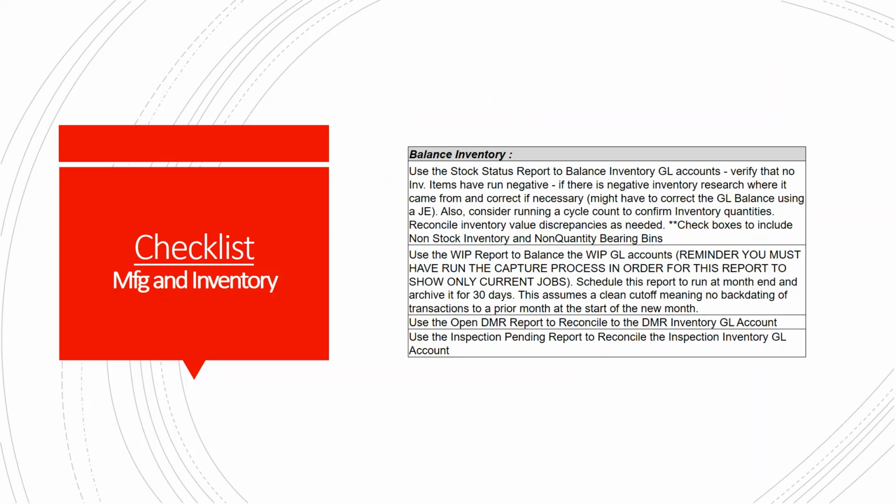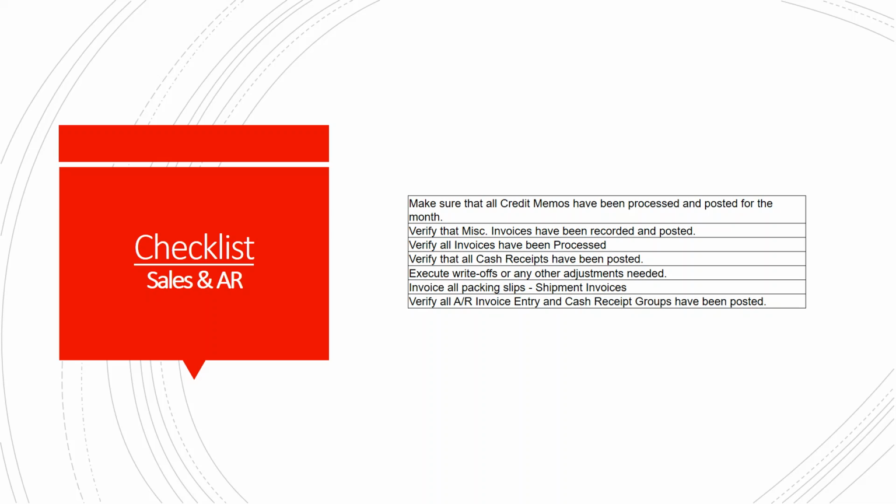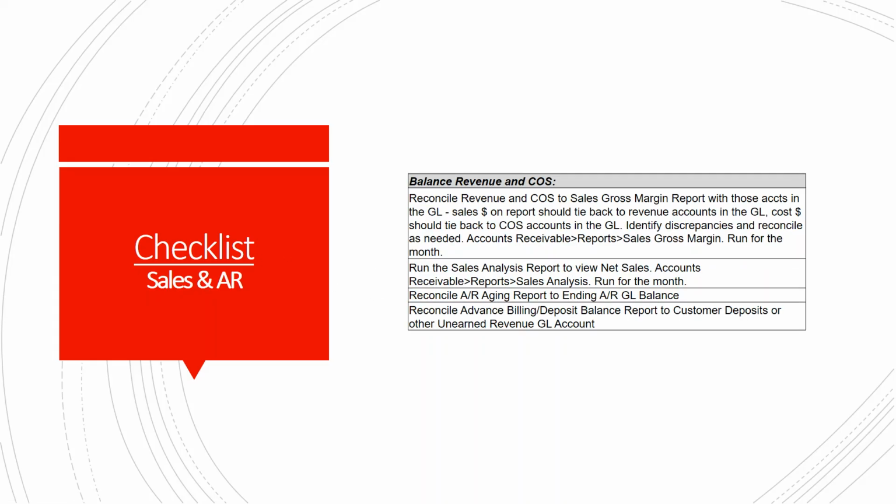So if we go back to our checklist, we also have some sales and accounts receivable specific tasks to perform. We need to make sure all credit memos have been posted, miscellaneous invoices, and that there's nothing open on our groups out there. Verifying any write-offs or executing any write-offs that need to take place. That's all standard on the accounts receivable side. We also look at balancing our revenue and cost of sales through different reports such as the sales analysis, the AR aging report, and any advanced billing deposit balance reports for customer deposits and any other unearned revenue.